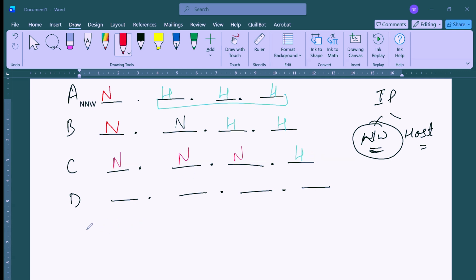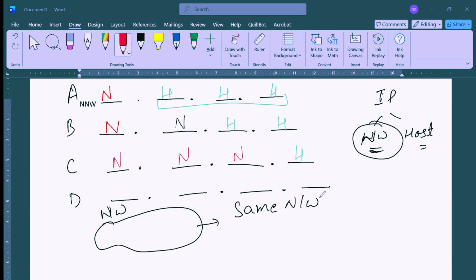It means that all the devices in a network will have the same network ID. However, a different host ID.